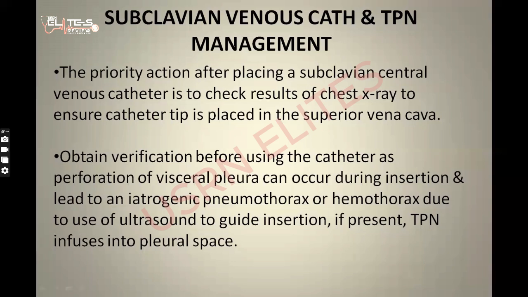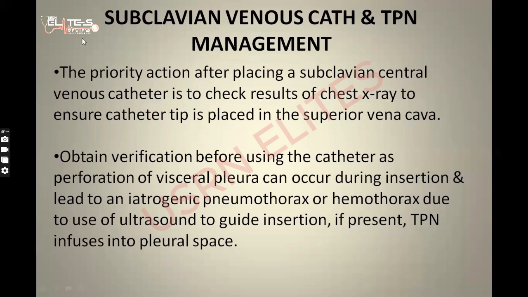You are a critical care nurse, or a nurse working in the ICU. You have a patient who is receiving TPN, total parenteral nutrition, via a subclavian venous catheter, of course a central line in this case. How do you manage such cases? So that is what we'll talk about here.